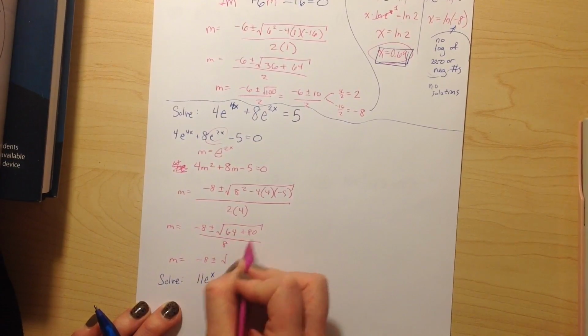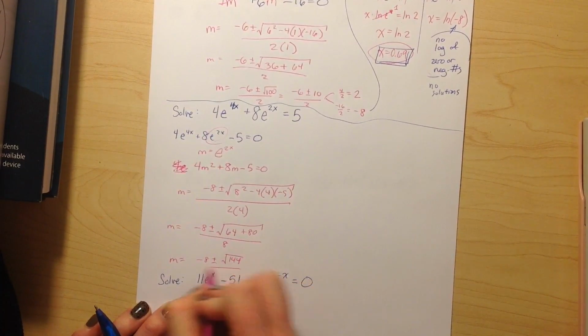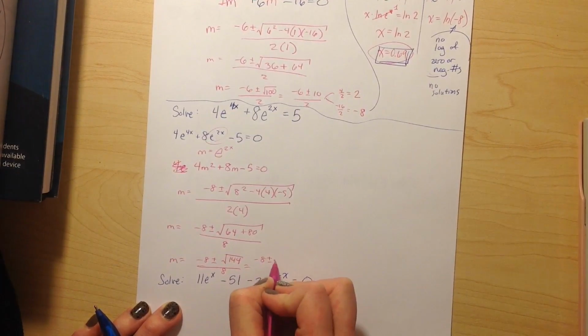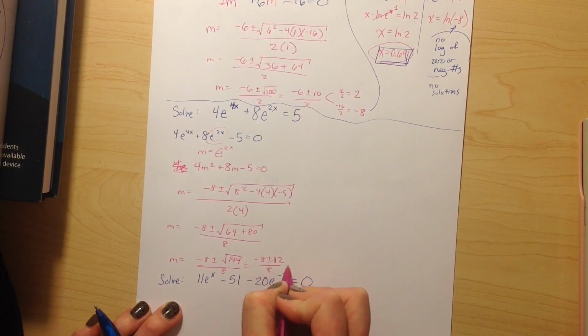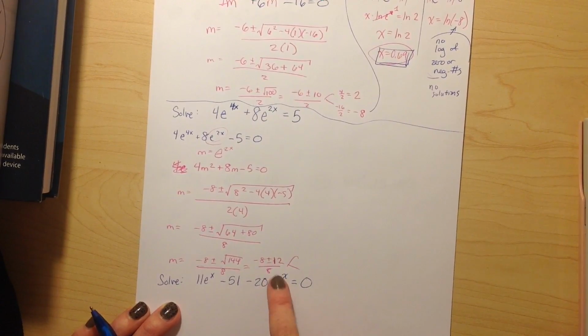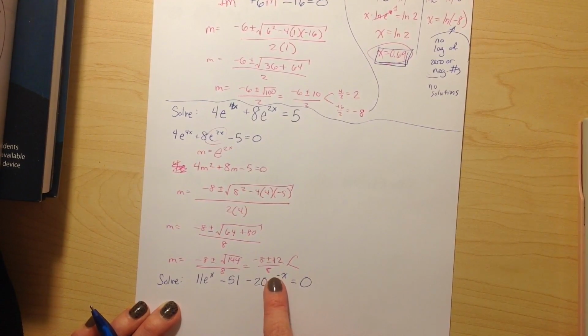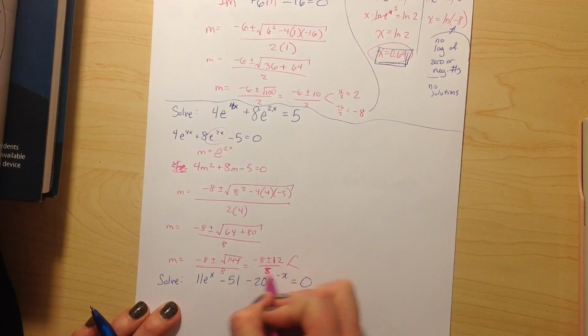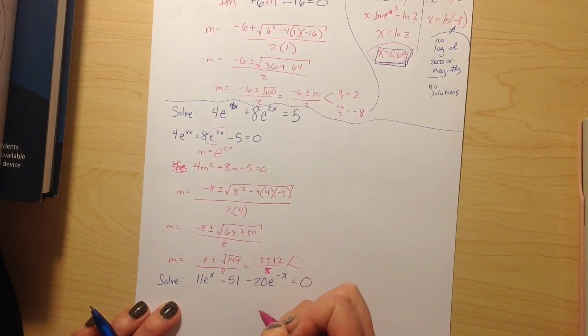Here we go. That is 144 all over 8. I know the square root of 144 is 12, all over 8. If I split that, and real quick, I saw some people make this mistake in class, so don't let this happen to you. Make sure that this 8 is under everything. So make sure you do this addition and subtraction before you divide by 8.